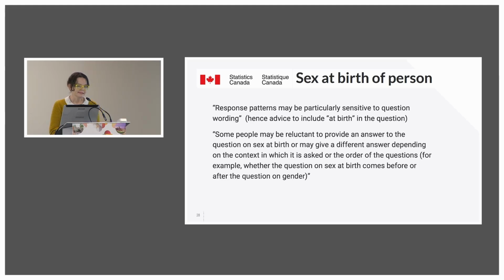And Statistics Canada make two really important points with regards to collecting sex at birth. First is that the wording of the question can influence how a person responds, hence why at birth is recommended. And secondly, that the order of the questions can also influence the response given. So ideally, we ask about gender first because that's what is most salient to most people. It's how they present themselves to the world.